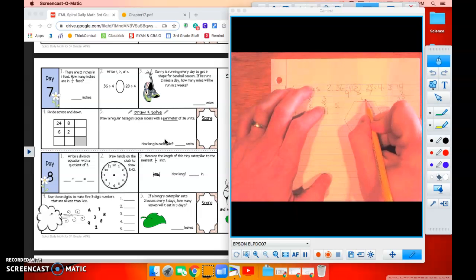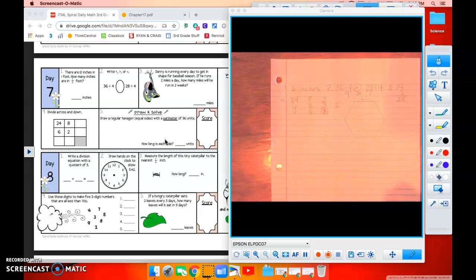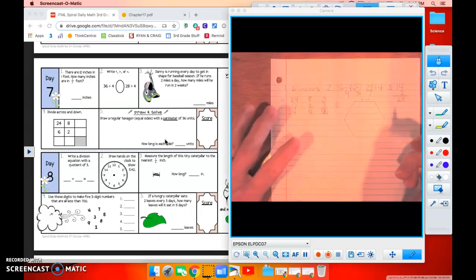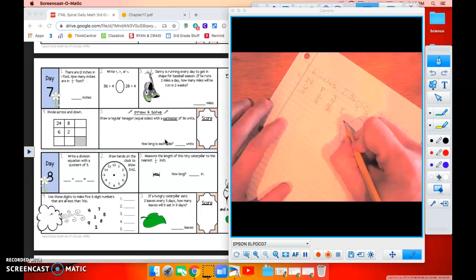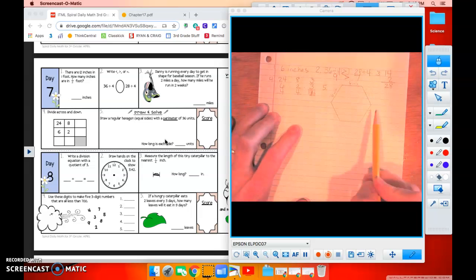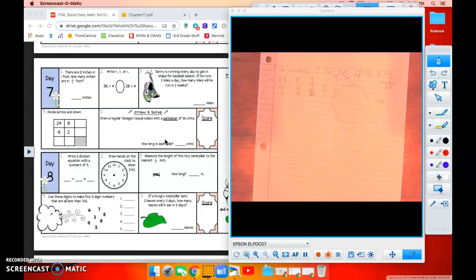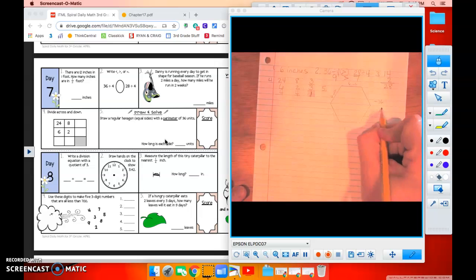So if each one of these, and it doesn't have to be centimeters or inches or millimeters, it's 6 units, meaning 6 types of something that are all going to be the same. So I have 6 units. 1, 2, 3, 4, 5, 6. 6 times 6, that equals 36 units. How long is each side? 6 units. Okay?